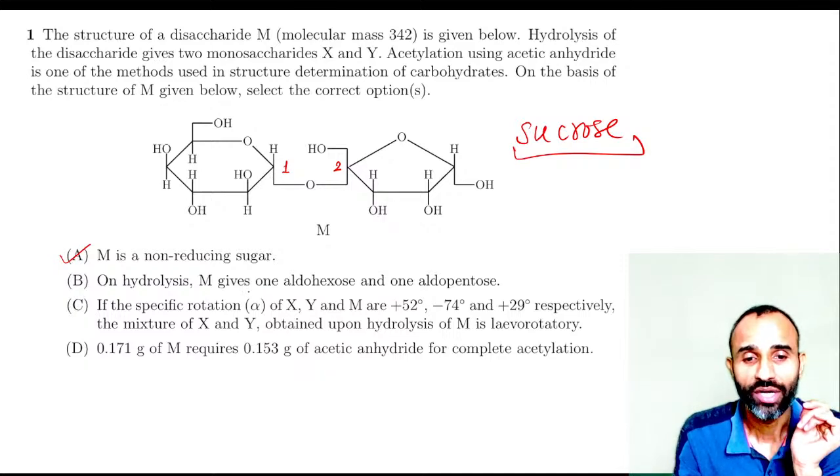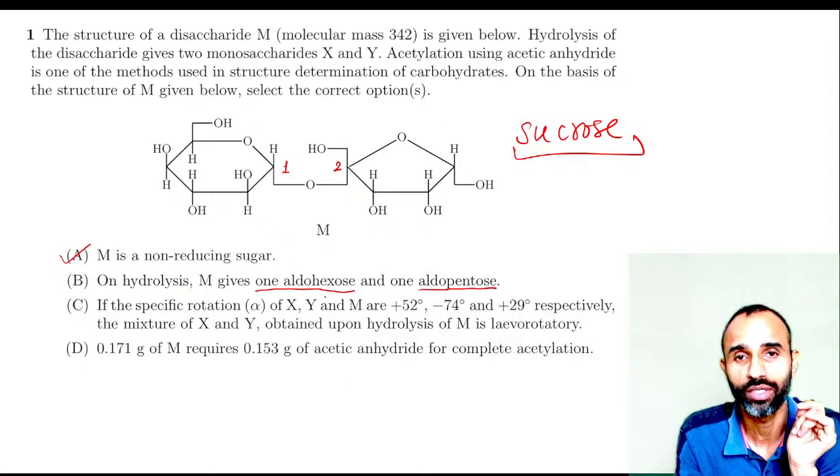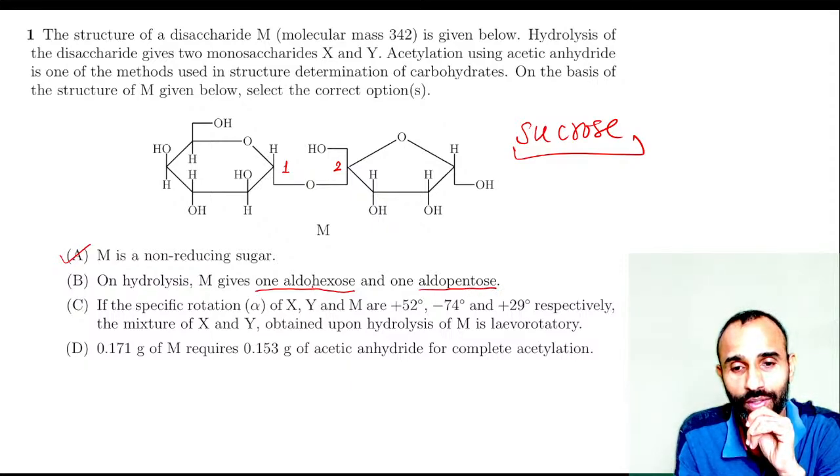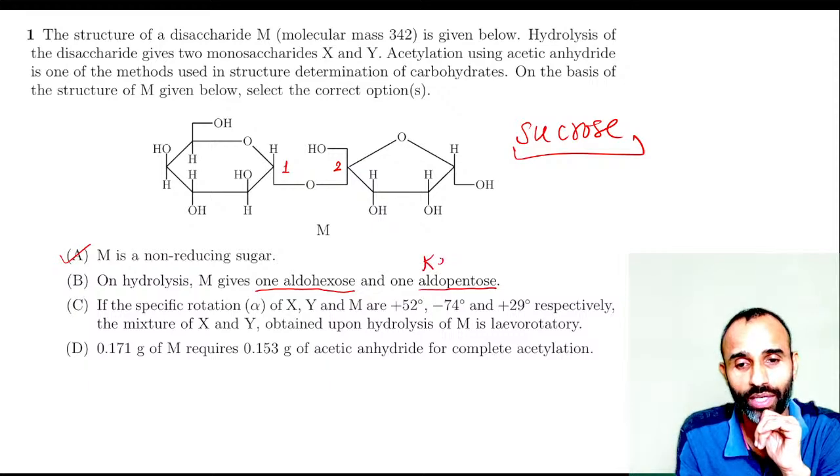On hydrolysis, M gives one aldohexose and one aldopentose. True? Yes, one aldohexose and the other is ketohexose. That means the second option is incorrect.